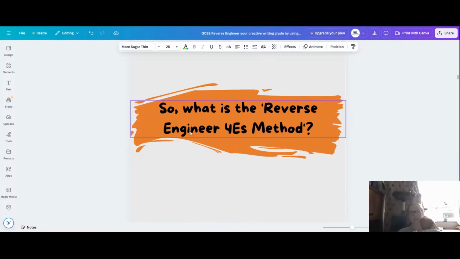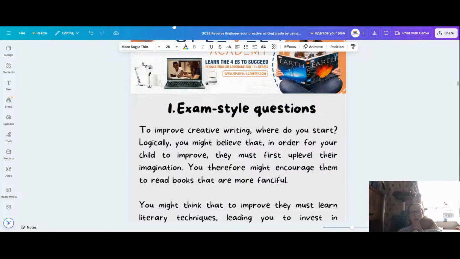So what is the reverse engineer method? What is the 4E's method? So one is exam style questions. So to improve creative writing, quite often many students ask, well, where do I start? So logically, you might think that in order for your child to improve, they must up-level their imagination, and therefore encourage them to read books that are quite fanciful.